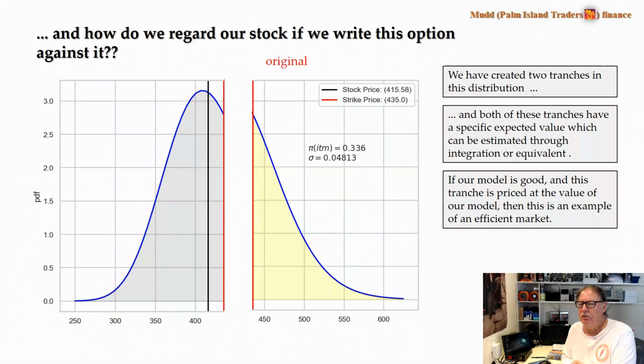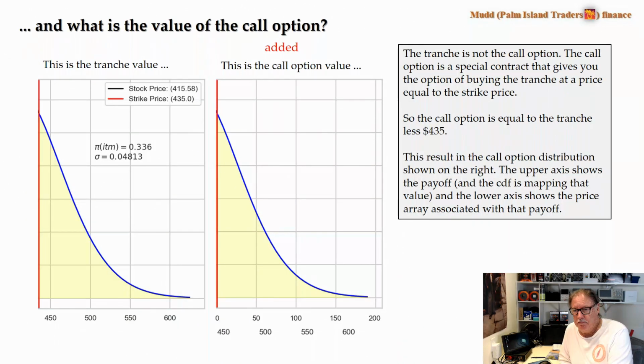But then 2 slides or 3 slides after that were misleading. This is the slide that I'm adding. There's a difference between the tranche value and the call option value in this example. The tranche value is represented on the left and is as I represented it in this slide set, but I think I even said that this represents the option value as well.